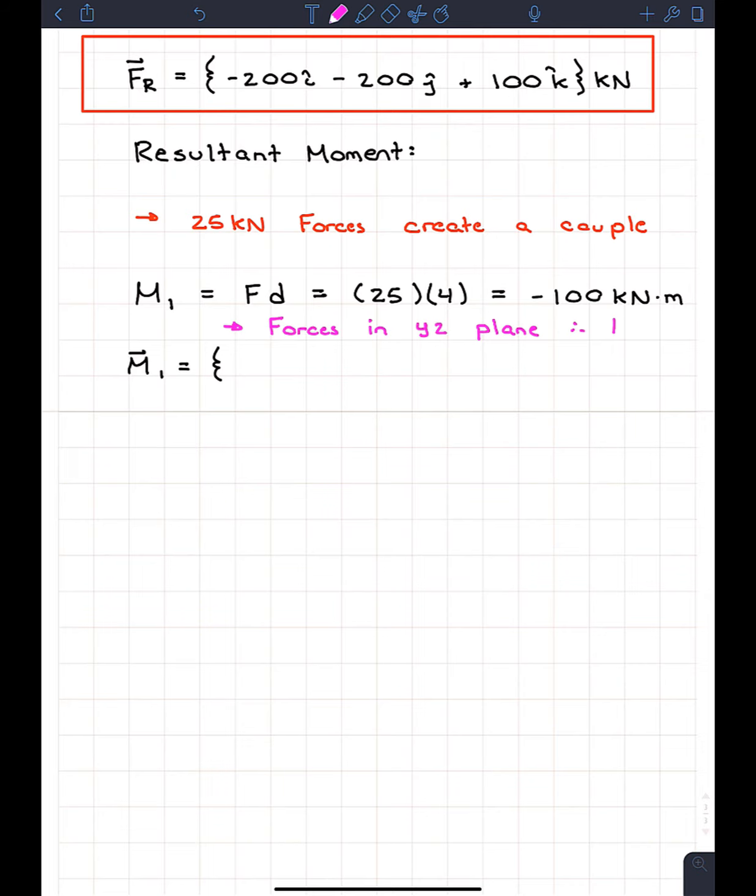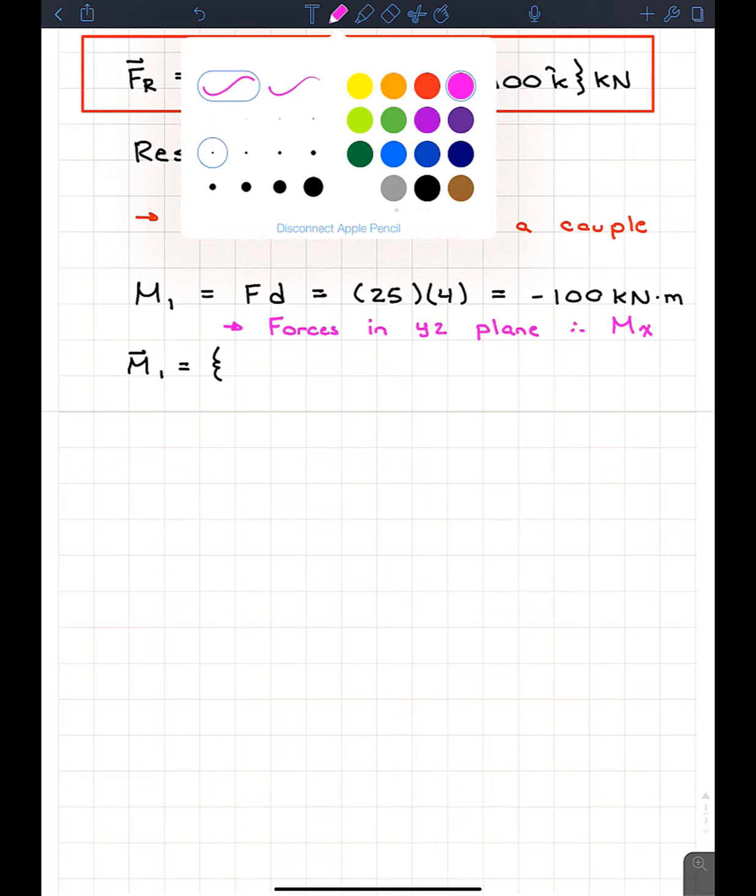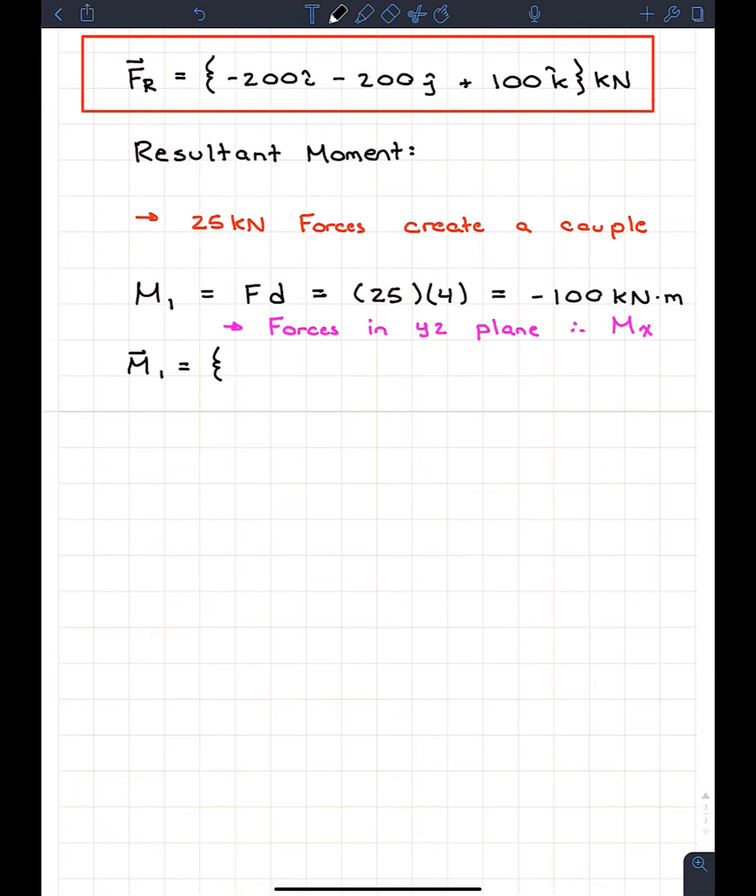Therefore, we know that this is the moment in the X axis. So it's very, very important. Whatever plane your forces are in, your moment will be about the axis that's perpendicular to that plane. I know I probably explained that pretty badly to start off, but hopefully you guys get the point now.